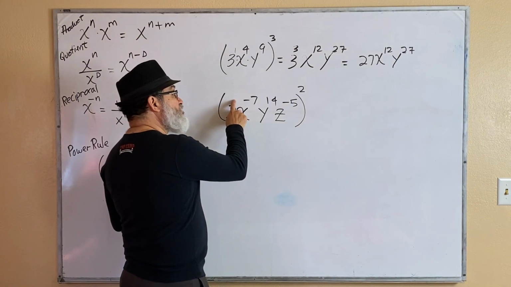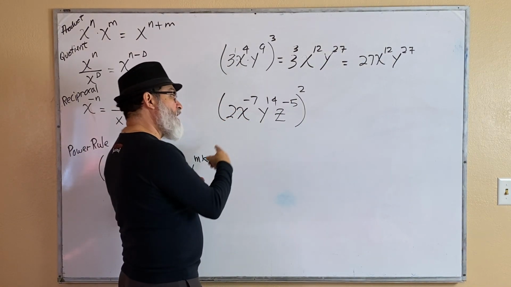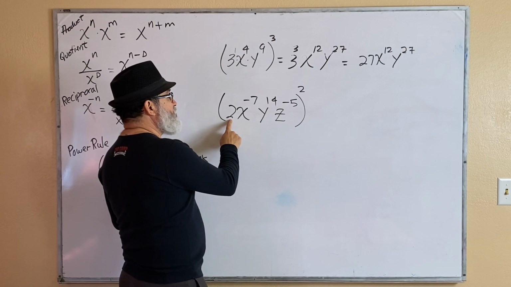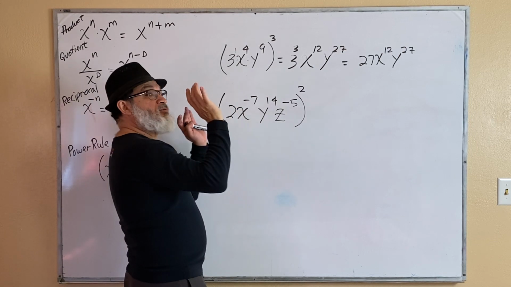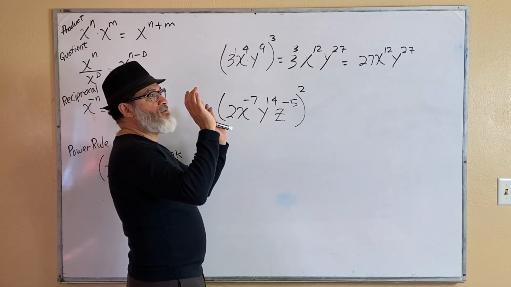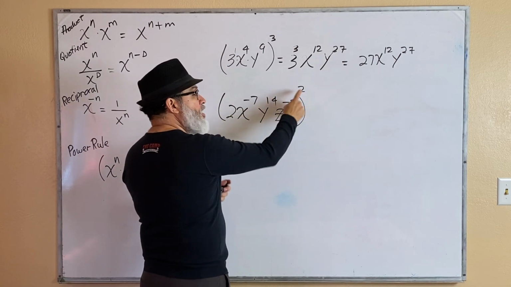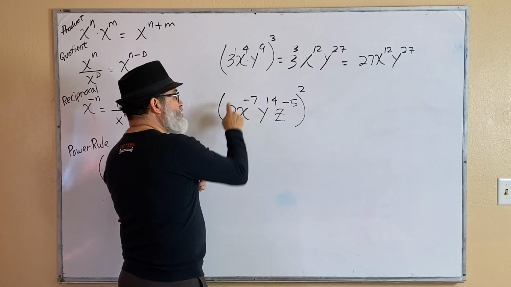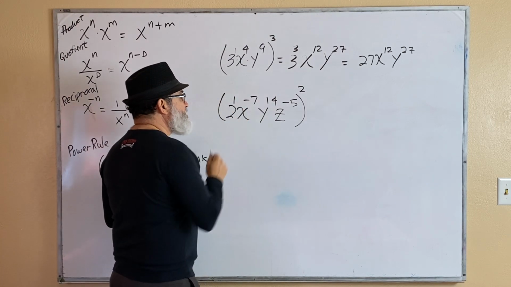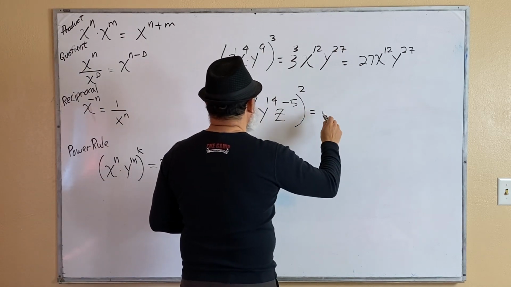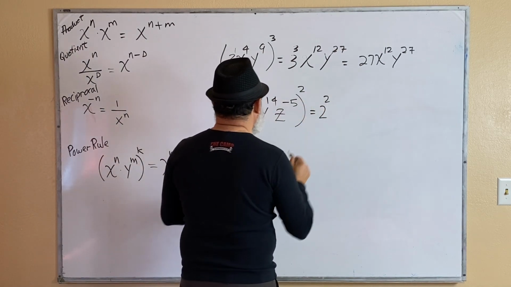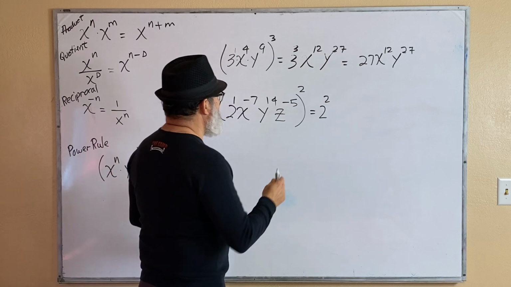This 2 to the first, yes, it's in the house. 2 to the first gets to raise the roof. That means it's raised to the second power, by multiplying 1. There's an invisible 1 there, you don't see it, but it is there. 1 times 2 is 2, so this becomes 2 to the second power.